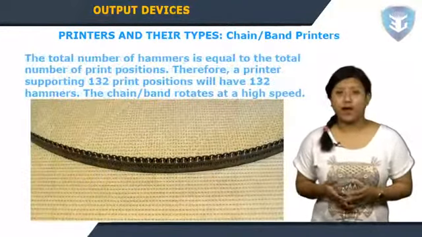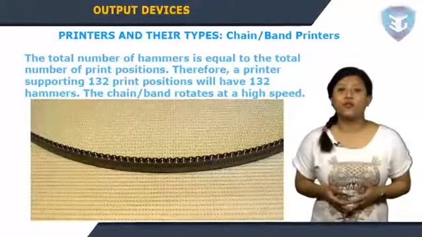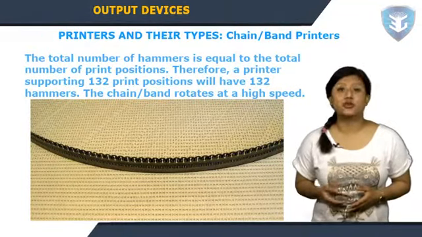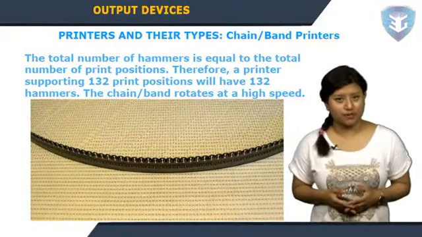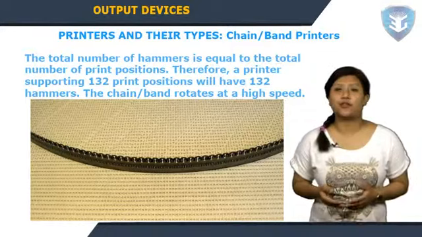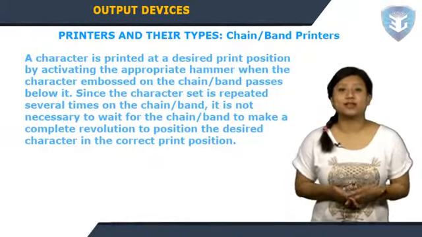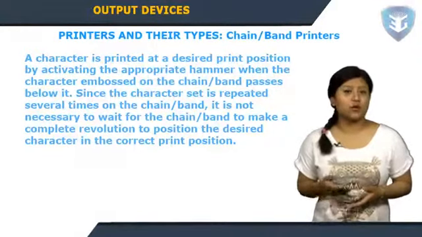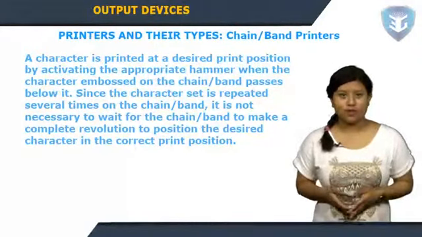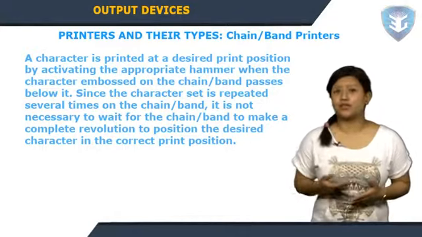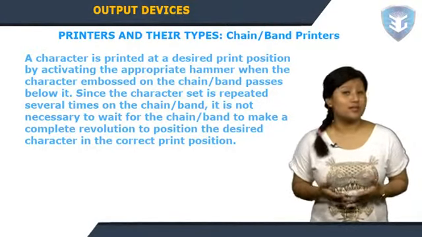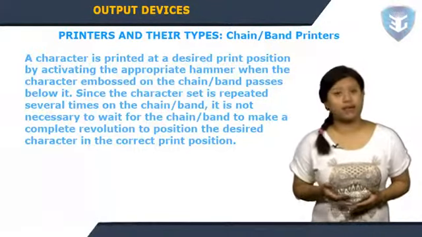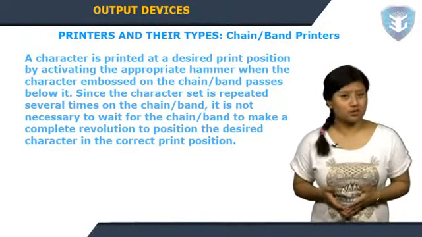The total number of hammers is equal to the total number of print positions. Therefore, a printer supporting 132 print positions will have 132 hammers. The chain band rotates at a very high speed. A character is printed at a desired print position by activating the appropriate hammer when the character embossed on the chain or the band passes below it. Since the character set is repeated several times on the chain band, it is not necessary to wait for the chain band to make a complete revolution to position the desired character in the correct print position.